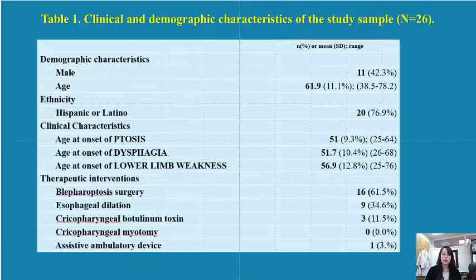Here is a table showing the clinical and demographic characteristics of the study sample. An item of note here is again the large amount of patients who have received some type of surgery for their muscular dystrophy. As you can see here, 61.5% of the participants underwent eyelid surgery beforehand, which again shows how eyelid measurement is not a practical tool.